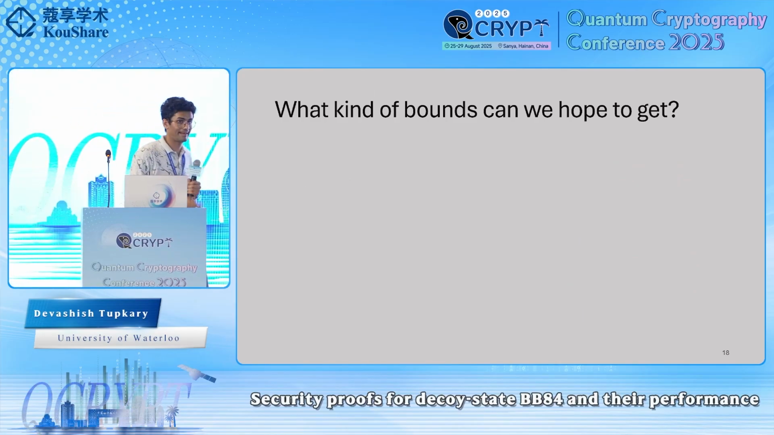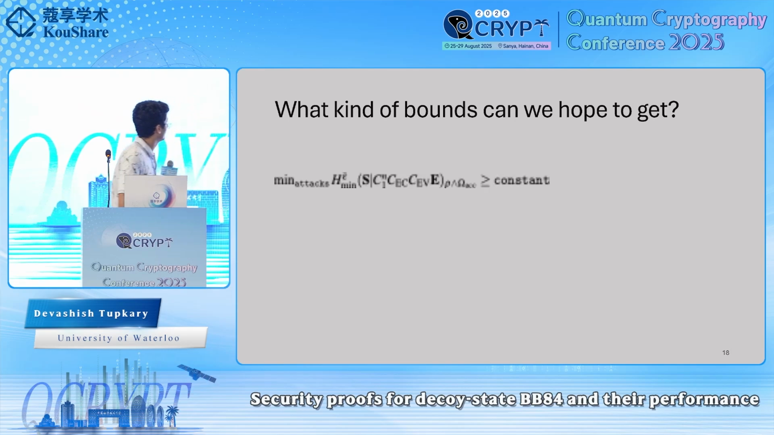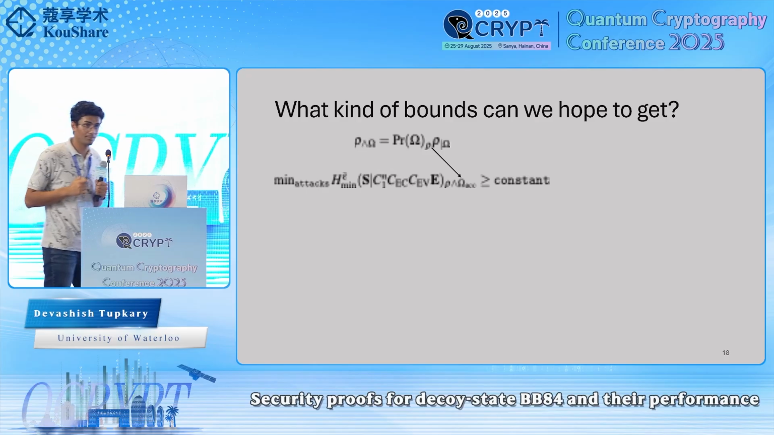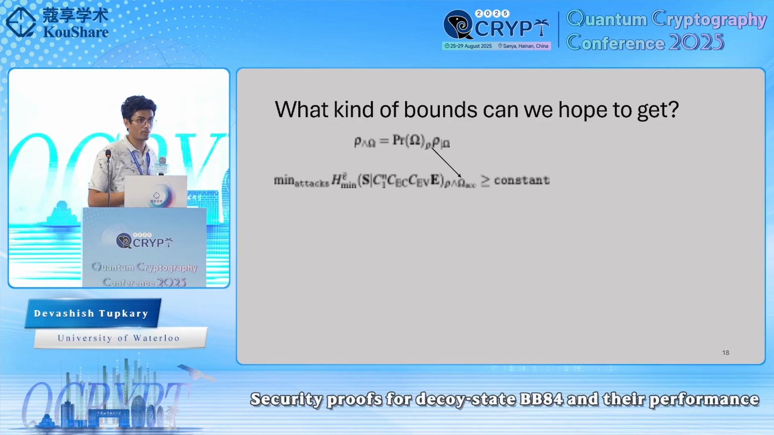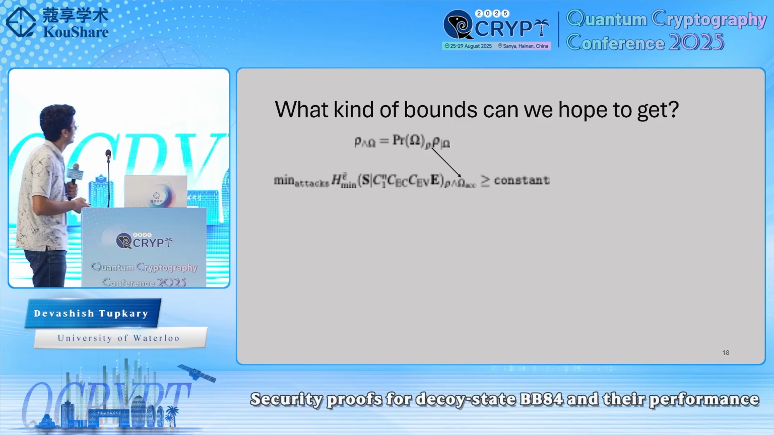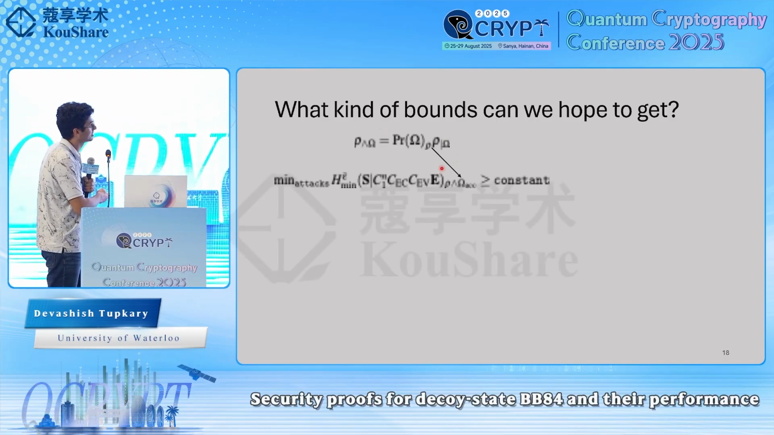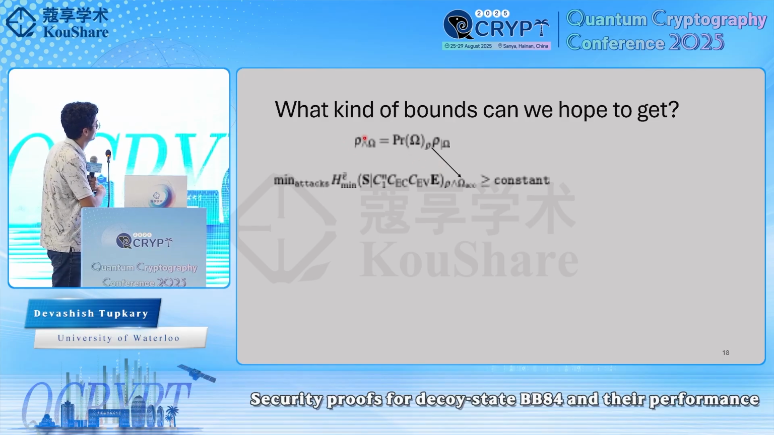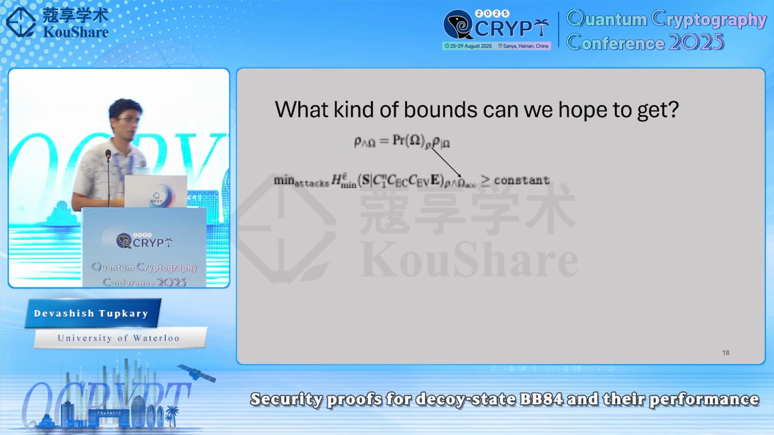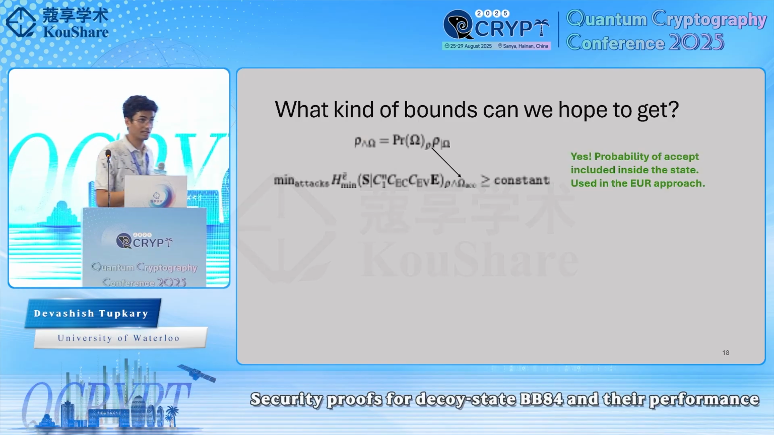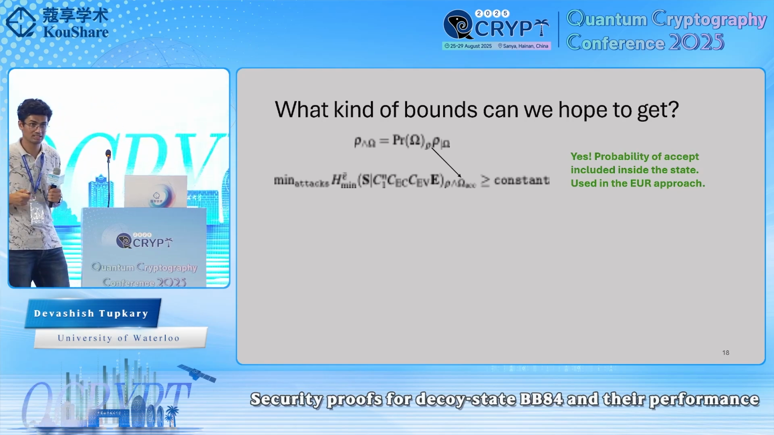What kind of bounds can work? We could condition on accept, but this time we could include the probability of acceptance inside the state, right? So when I write the thing with the vertical arrow, it means this is normalized. When I write the conditioning with the wedge, it means that it's not normalized, it's subnormalized. It includes the probability inside the state. Okay, these kind of bounds do work, and in the EUR approach, as we'll see a few slides later, one can show such bounds.